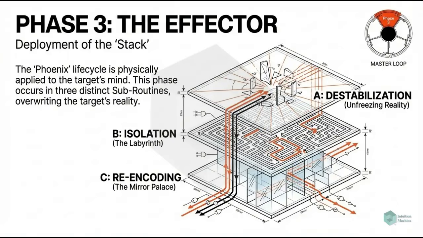Phase 3. The Effector, Part A, Destabilization. Now comes the rewiring. First step, destroy your confidence in your own perception. A person who trusts what they see is hard to control. A person who doubts everything they see will grab onto anything that promises certainty.